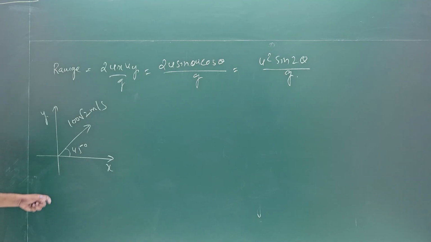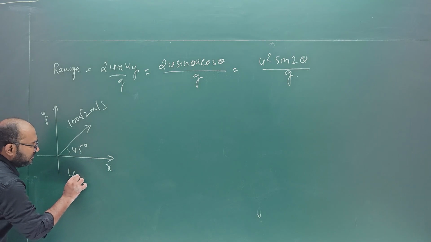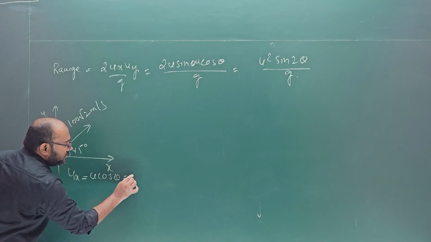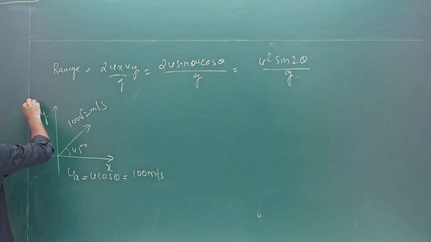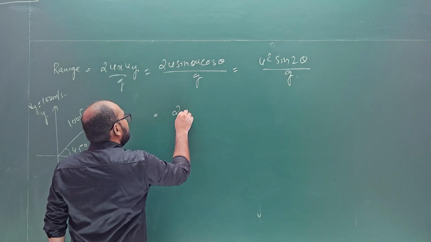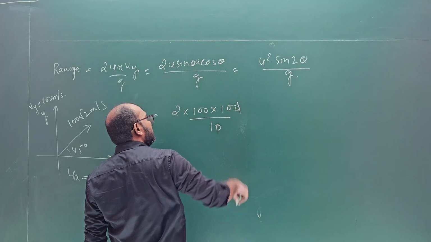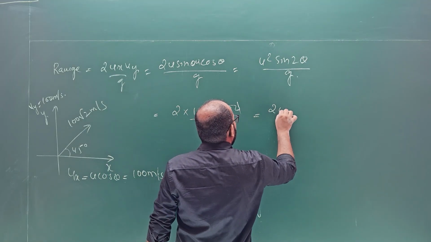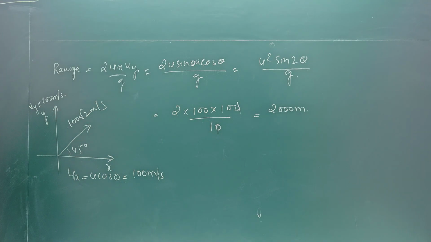Yes or no? Okay, now if 100√2 meter per second and the 45 degree, can I write over here, that is your ux is nothing but u cos theta, and substituting the value I will be getting what? 100 meter per second. And similarly in y-axis, uy is equals to 100 meter per second. Got my point? Okay, substituting in this equation, that means 2 into, can I write 100 into 100 divided by 10. Can I write like this? Can I cancel this 10 and 10? That is nothing but 2000 meters.